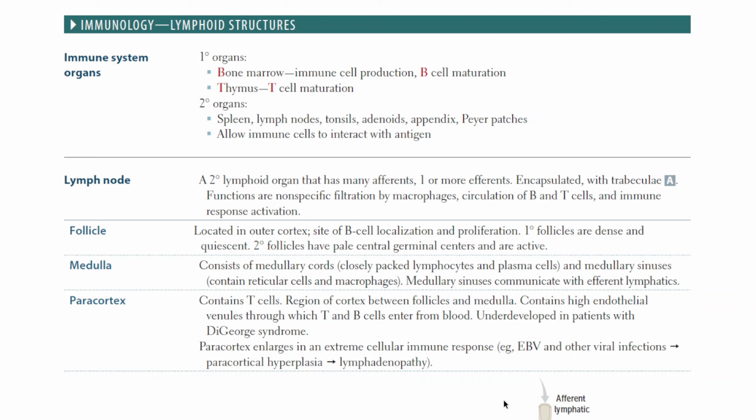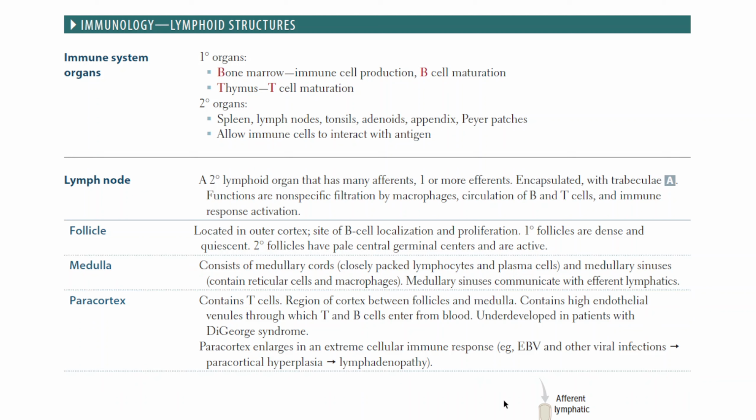Remember, in the bone marrow you get immune cell production and B cell maturation. In the thymus, you get T cell maturation. Remember, thymus for T cell maturation, bone marrow for B cell maturation.